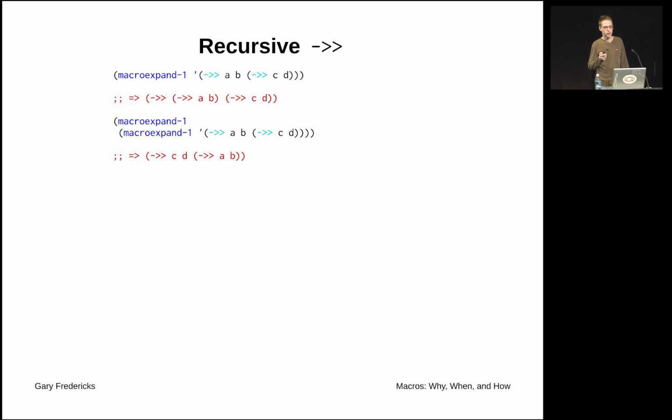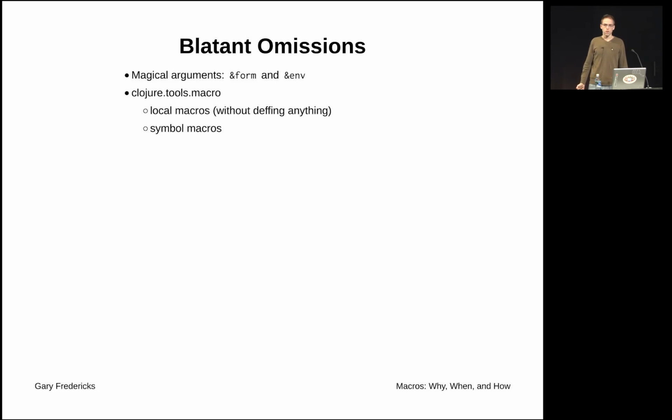So wrapping up, things I totally left out: there are 2 magical arguments to every macro that are not normally needed, but if you want to really understand how macros work, then you should know about those. There's also a good contrib library that has a couple extra interesting features.